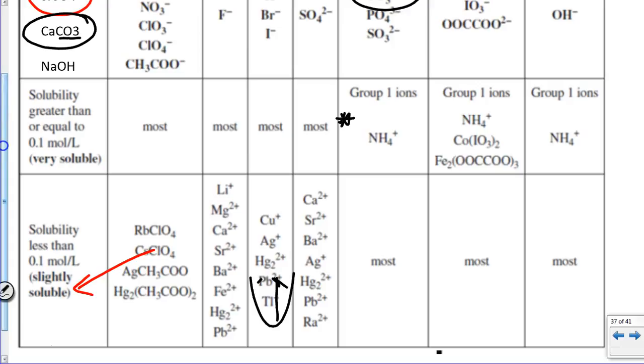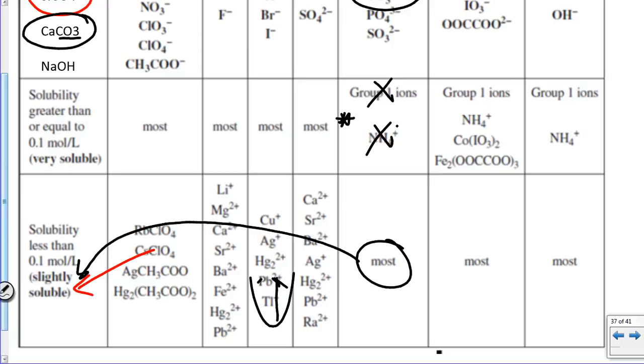Is calcium a group 1 ion, Mr. McLeod? I don't think so. I don't think so either. If you weren't sure, you could check your periodic table. We could. What I am very sure of. Is it NH4? Nope. No. So, again, now that we have no options, it would fall in the most category, and we go over to slightly soluble, which makes this a solid.